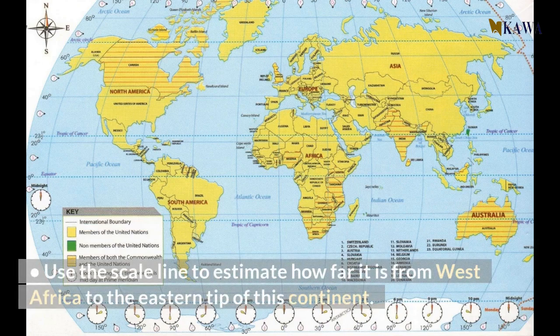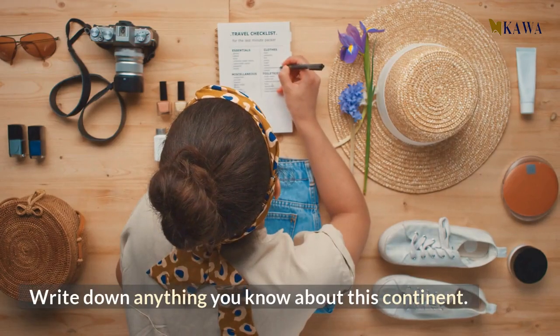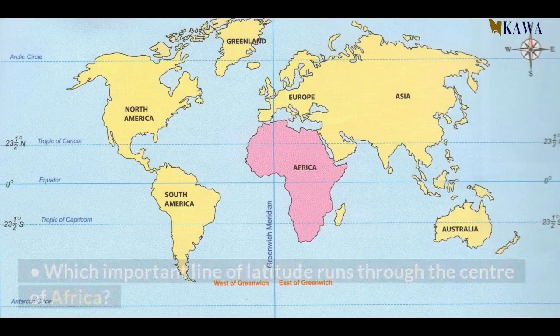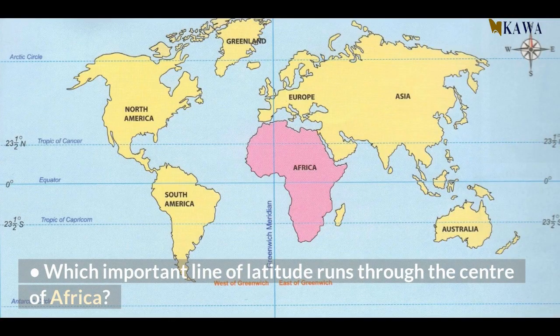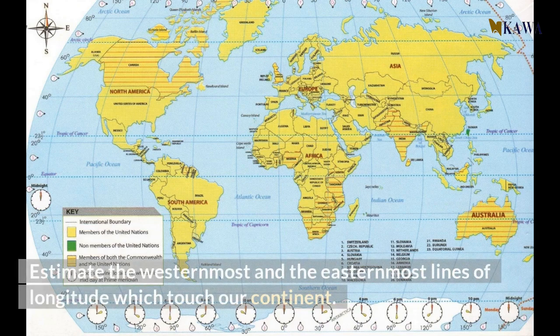Use the scale line to estimate how far it is from West Africa to the eastern tip of this continent. What is the name of the continent which lies to the south of Africa? Write down anything you know about this continent. Which important line of latitude runs through the center of Africa? Estimate the latitude of the southern and northern tips of Africa. Estimate the westernmost and the easternmost lines of longitude which touch our continent.